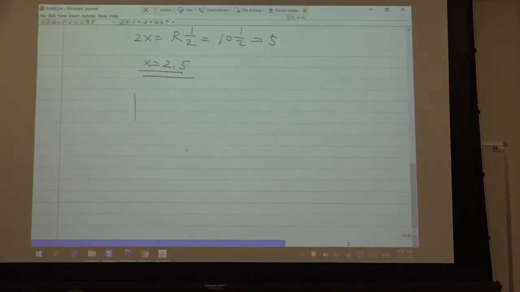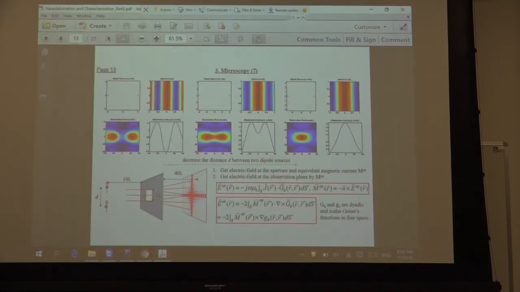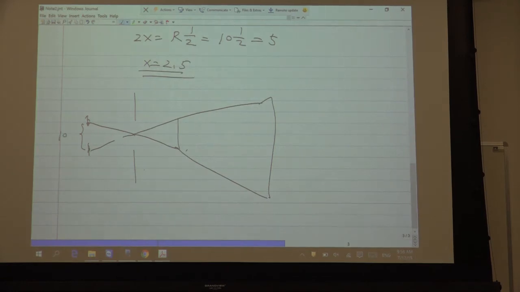So they have a screen. Okay, it's similar to that, something like this. Here, this distance, initially in the first case, is 10 lambda. Here is also 10 lambda. So I change the screen distance to 40 lambda, and here it's 20 lambda.